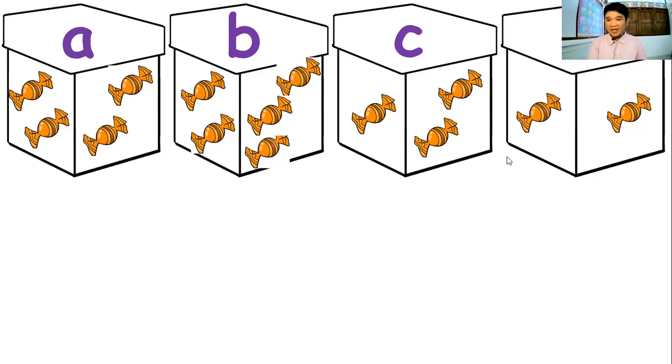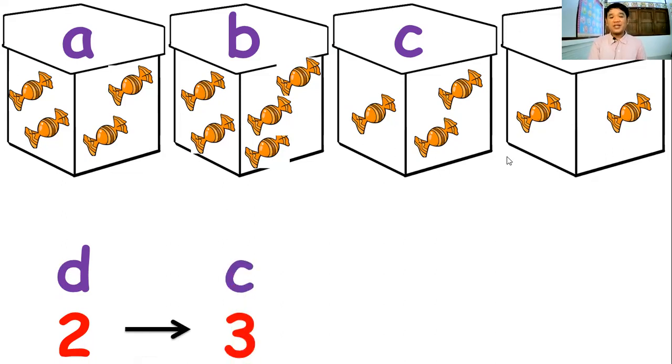Let's start with which of the boxes is the smallest. The smallest is letter D because it only has 2 candies. And after letter D, which is the next? That is letter C. Very good. There are 3 candies. And after letter C, what is the next? It's letter A. Very good.